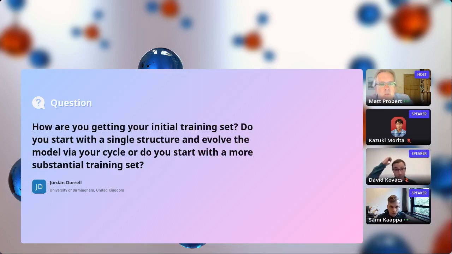Do you start with a single structure and evolve the model via your cycle, or do you start with a larger, more substantial training set? Typically, we start with 2 random structures. We generate the structures in the same way as we do for the initial structures for the local relaxations. So initially, we have 2 DFT structures. And after 1 cycle, we add 1 training point.